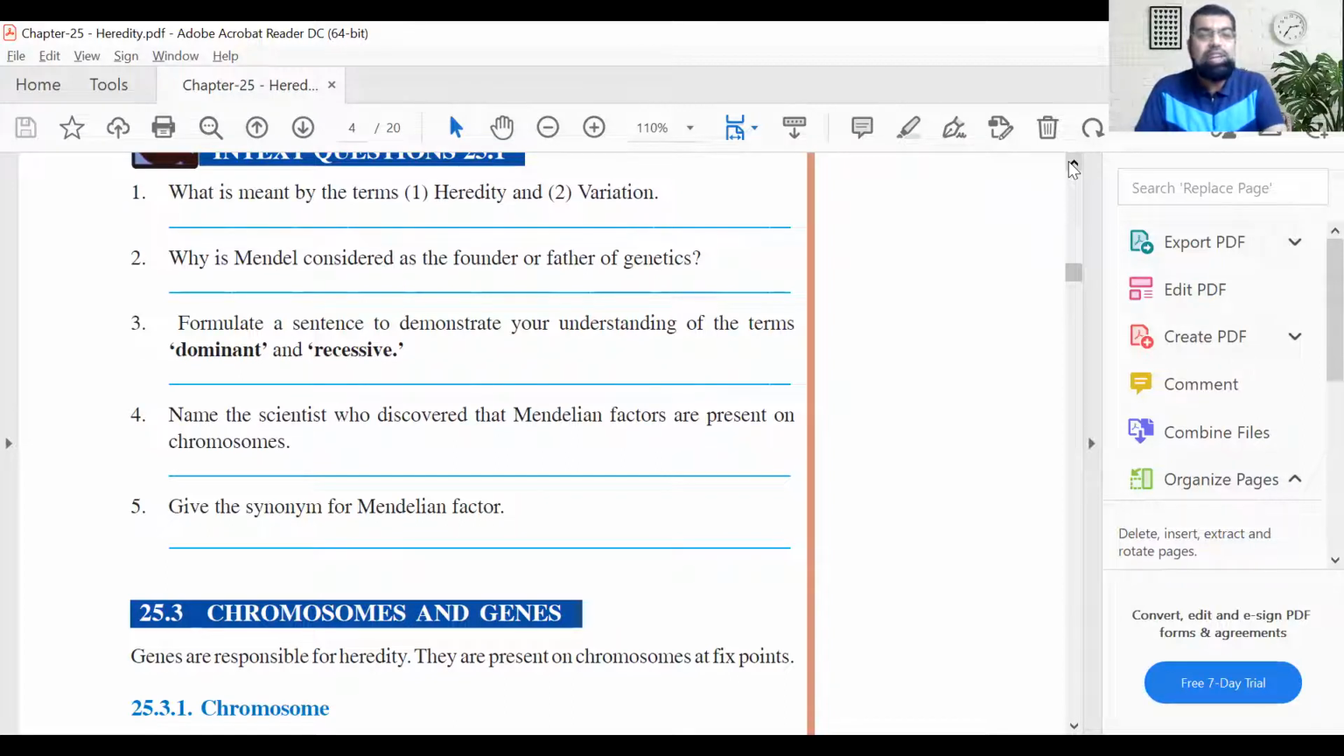Why is Mr. Mendel called the father or the founding father of genetics? Well, he gave the entire genetic theory, the theory of heredity. What is dominant and recessive? Well, the gene which expresses in spite of the presence of the other is dominant. Expression in the absence of the dominant is recessive. The scientist who discovered that the Mendelian factor is present on the chromosome is Sutton, and the synonym for Mendelian factor is a gene. Next time when I come, I'll talk about the chromosomes and a lot of interesting things in this chapter.